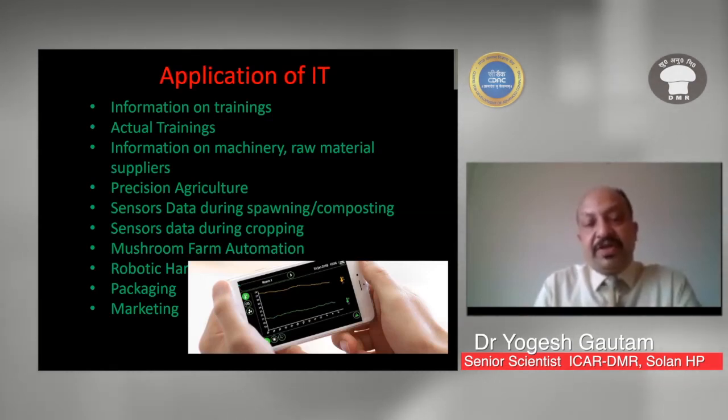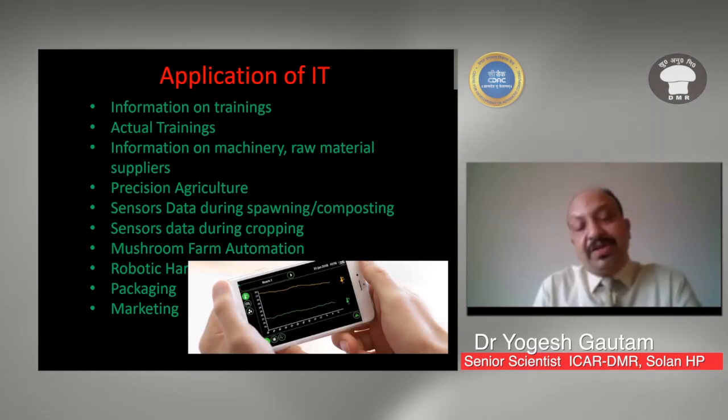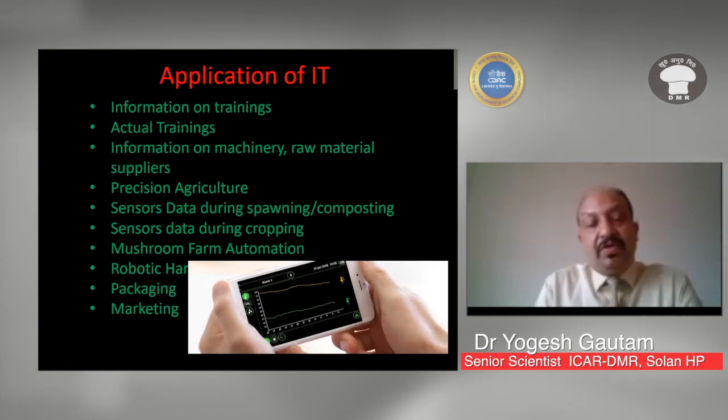Then robotic harvesting can also be done through IT. And then the packaging part of the mushrooms. The mushrooms after harvesting, they are packaged. That can also be done automatically through use of information technology. Then for marketing also, we can use websites, we can use WhatsApp applications. We have many examples where WhatsApp applications are being used for this marketing. The government has started one e-NAM related portal where people can market their produce electronically. So this IT can be used in almost all the components of this mushroom cultivation.